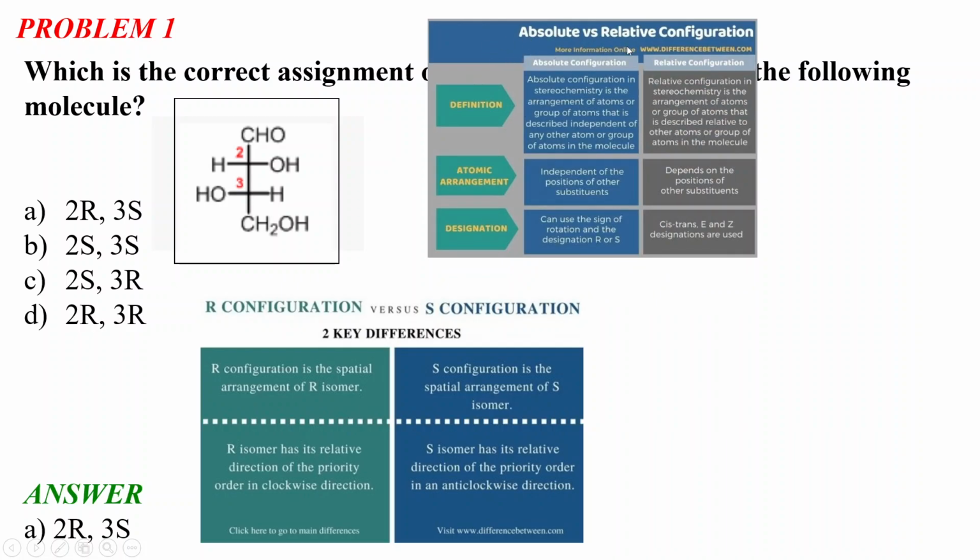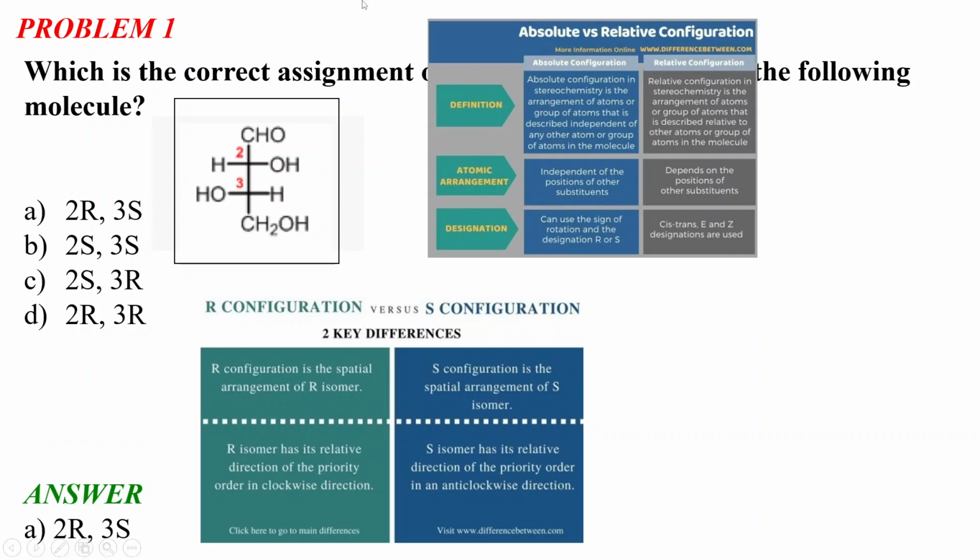So let's first know what absolute and relative configuration are. Absolute configuration in stereochemistry is the arrangement of the atoms or groups of atoms that is described independent of any other atom or group of the molecule. And relative configuration is the arrangement of atoms or groups that is described relative to other atoms or groups of the molecule. So the first is independent of the position of other substituents, and the second depends on the position of other substituents. For the first we use the designations R and S, and cis-trans and E/Z designations are used for the relative configuration. So when I say absolute configuration, it means R and S.